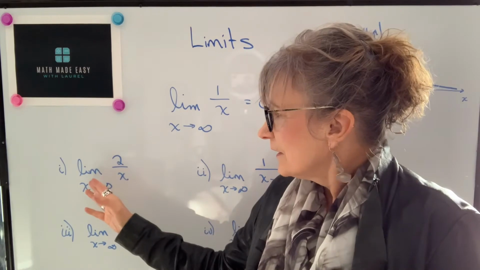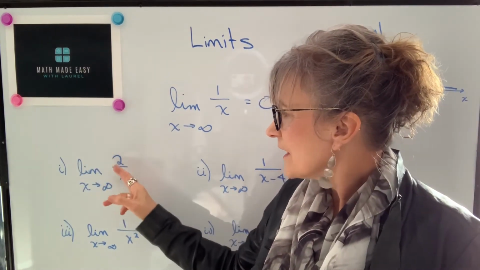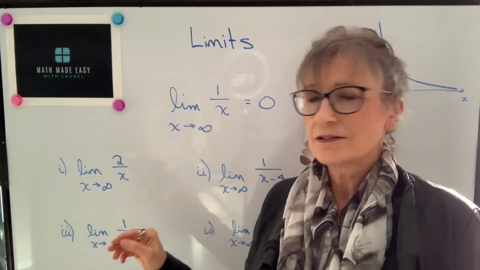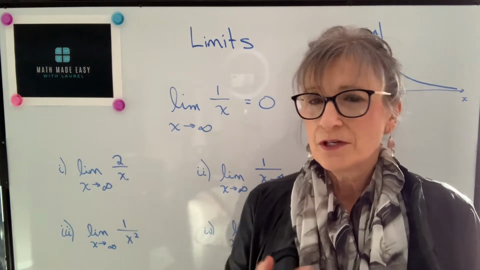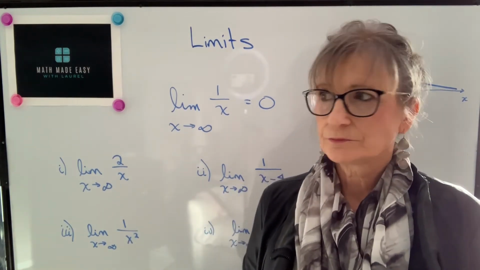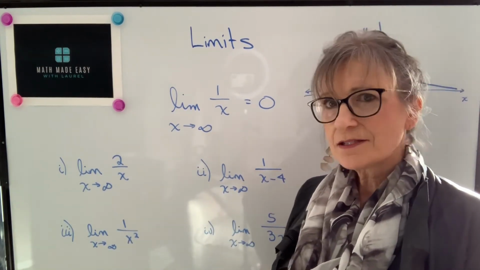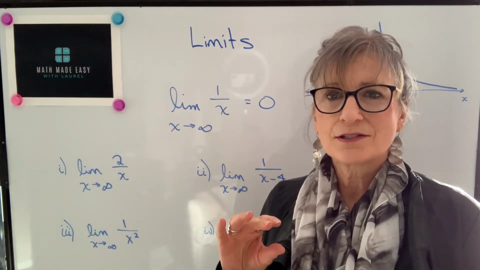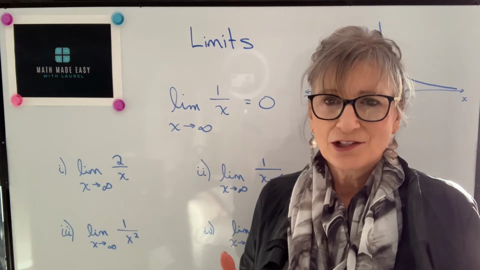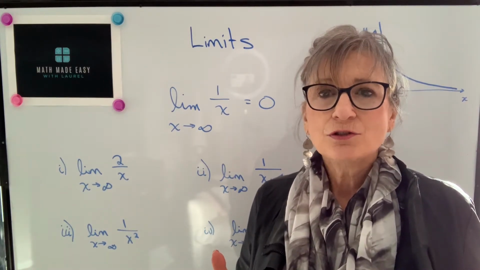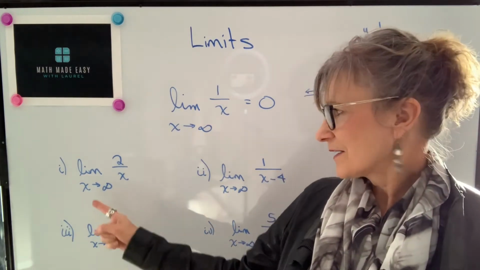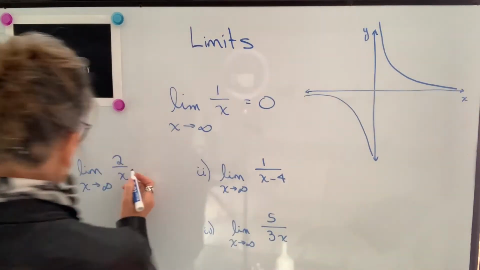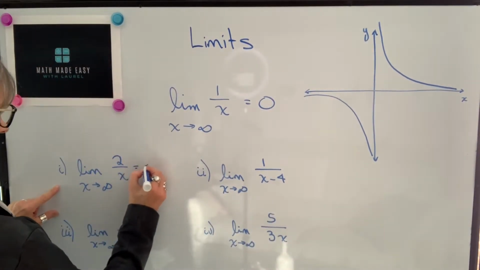If we had the next example, the limit of 2 over x as x approaches infinity, the graph would look very similar. The denominator is still getting large without bound. The numerator is staying constant, but the denominator is getting large without bound. So it too will approach 0 as x approaches infinity. So the limit of 2 over x as x approaches infinity is 0.